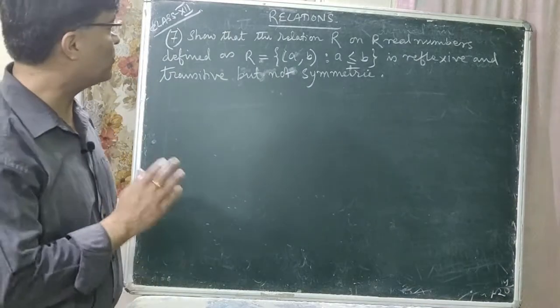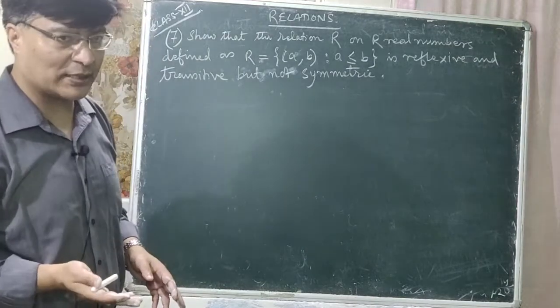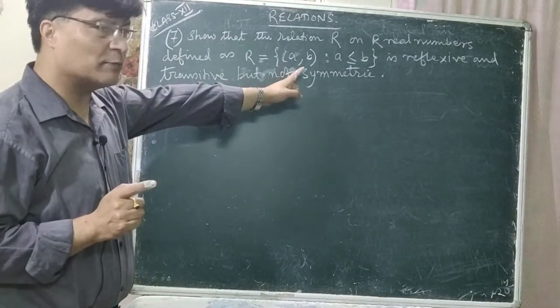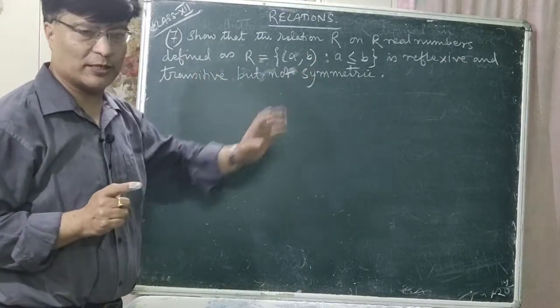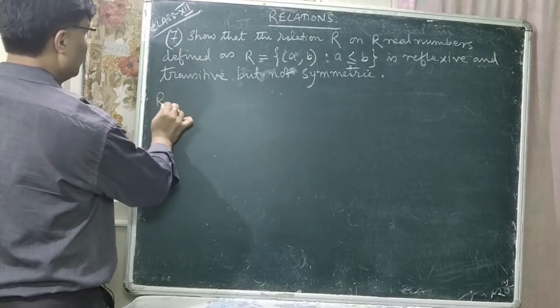You have to prove that the relation R is reflexive and transitive but not symmetric.